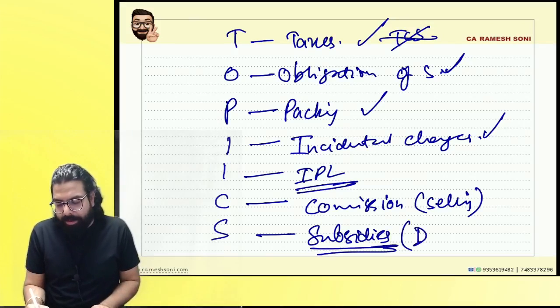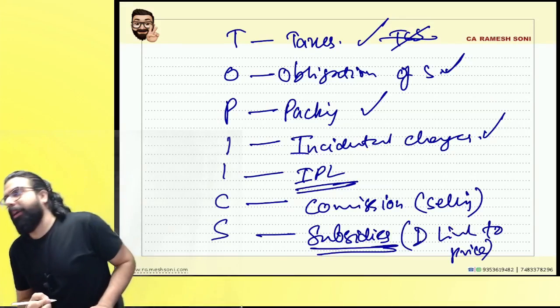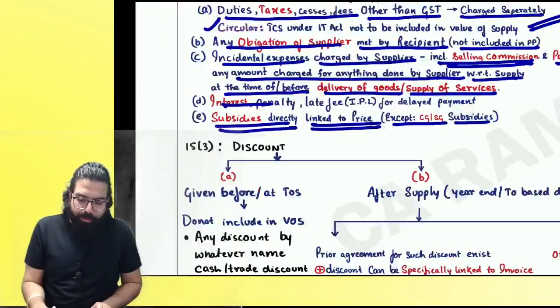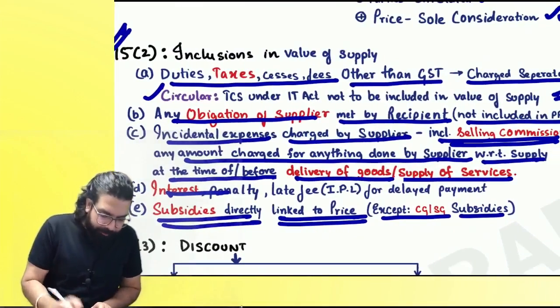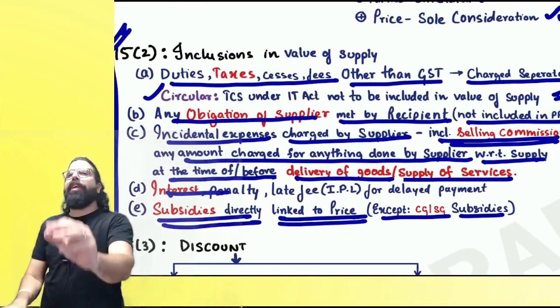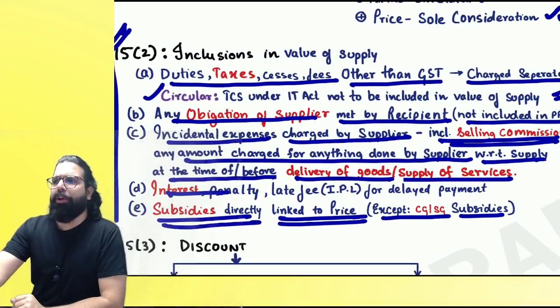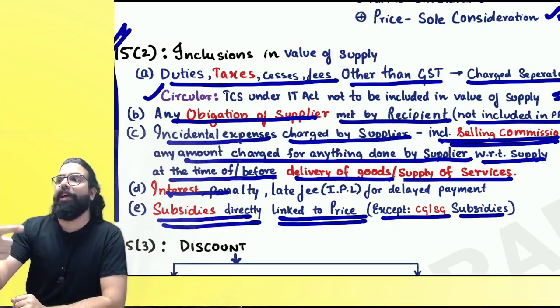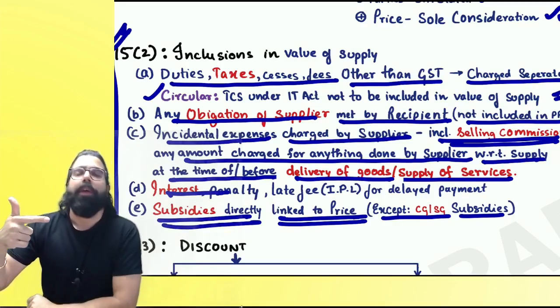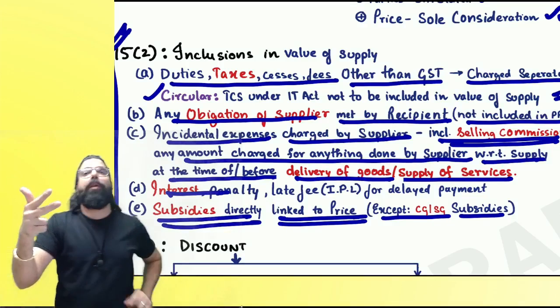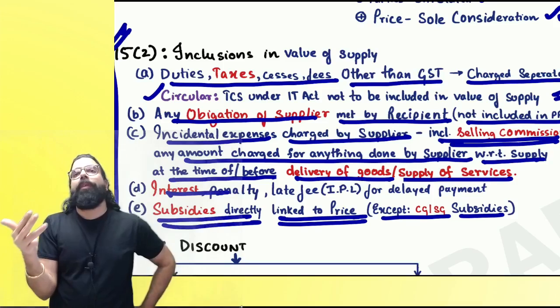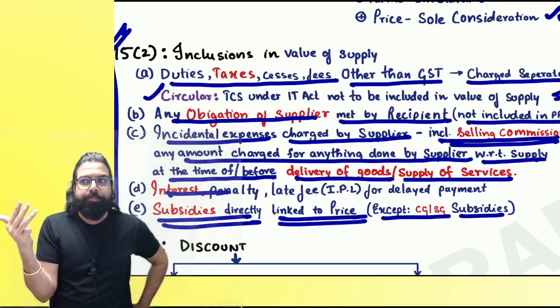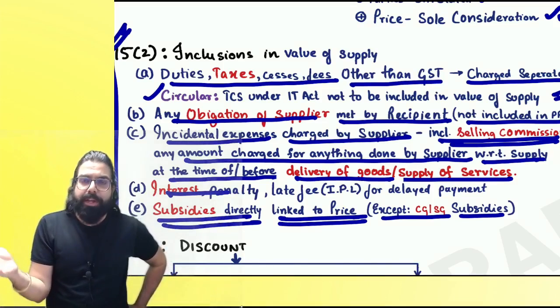Subsidies which are directly linked to price, other than government subsidies. Can we go ahead, everyone? I will quickly tell you. Section 15.1: Transaction value. 15.2: Items to be included. Taxes other than GST, TCS not to be included. Obligation of the supplier met by the recipient. P for packing charges, I for incidental charges, then I for interest.